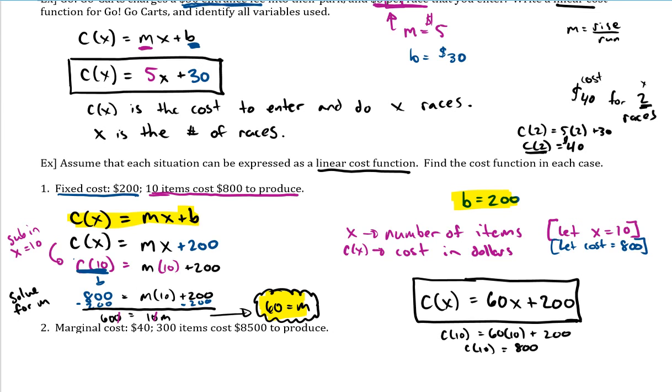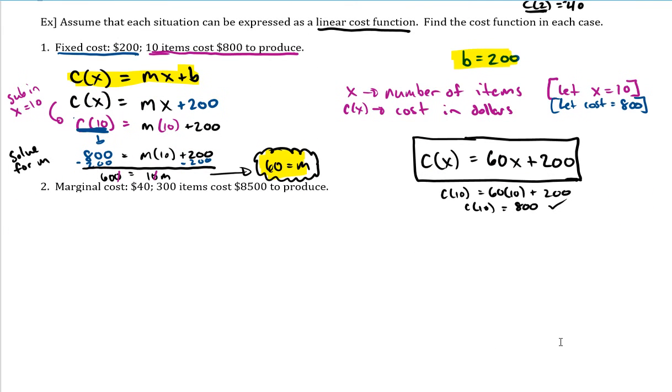600 plus 200 is 800. So it is showing that the cost of 10 items is $800. So check. We could always plug it back in to verify. Okay, so let's try one other. Let me kind of block that off a little bit.